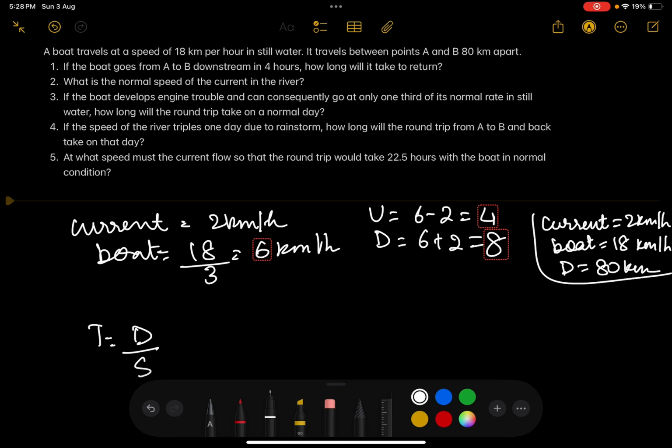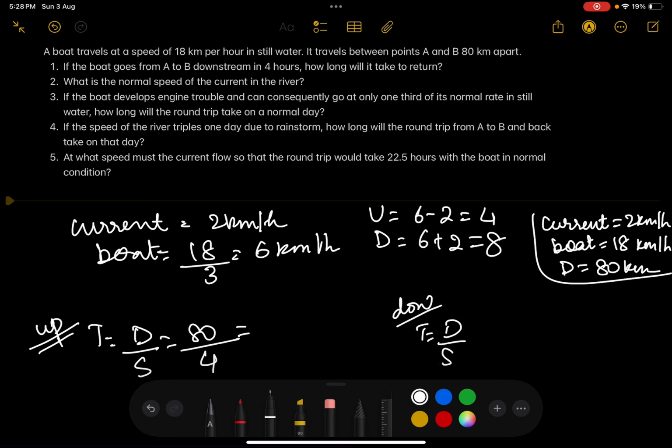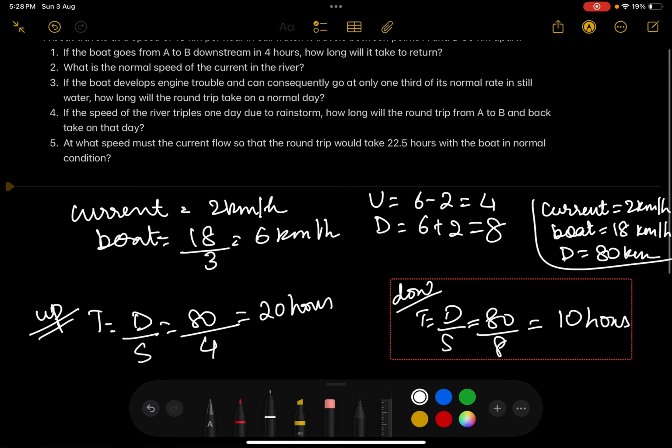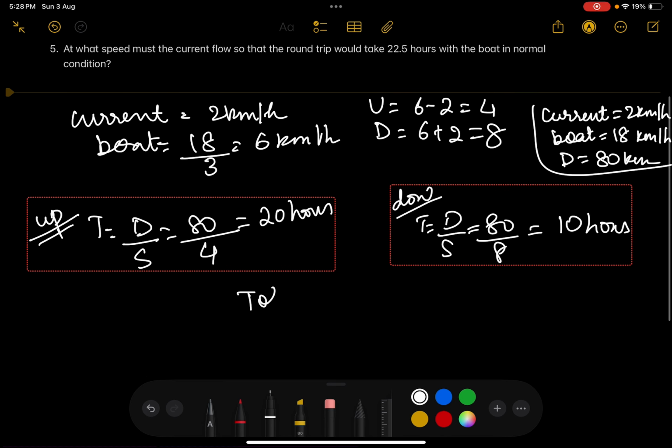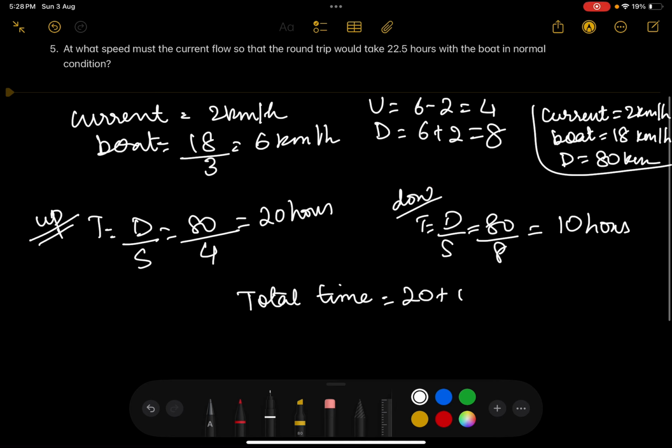So what will be the time? This is upstream time. Okay, distance is 80, upstream speed is 4, and for downstream, time is distance by speed again, which is 80 by 8, which is 10 hours, and this is 20 hours. Now so total time is going to be 20 plus 10, which is 30 hours.